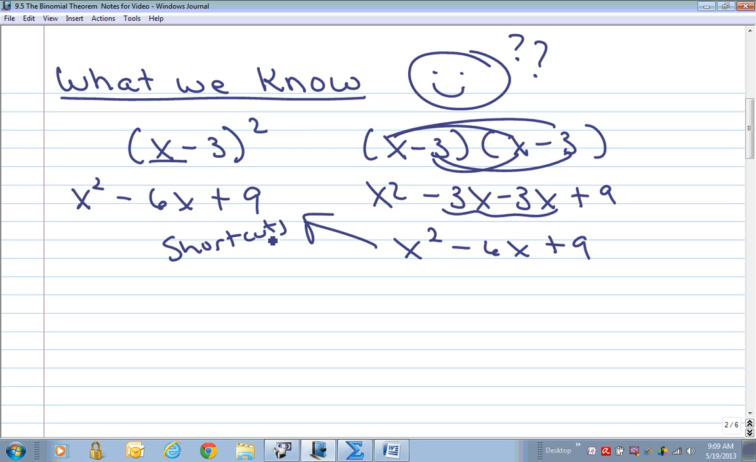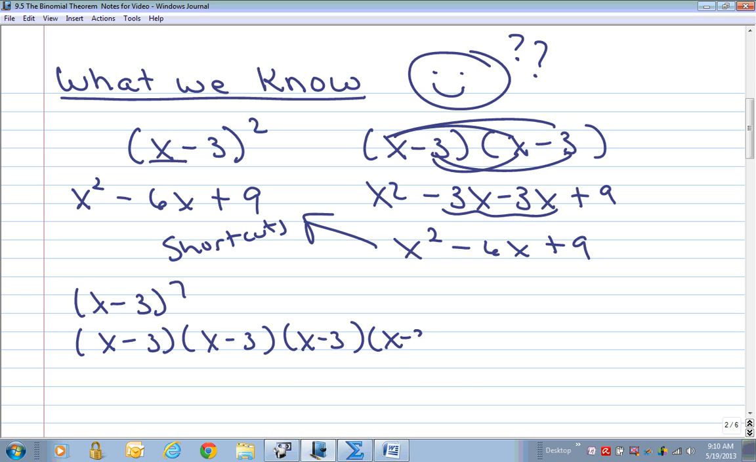And really, that's what we're going to talk about today, some shortcuts. Imagine if we were asked to do x minus 3 to the 7th, or to the 107th. Hopefully we wouldn't have to do that. It would take a long time. But here's what it would look like. I don't have a shortcut that we know of yet, but we're going to learn one today. With what we know already, we would multiply this out and FOIL it. So we'd have x minus 3 times x minus 3 times x minus 3, and so on, 1, 2, 3, 4, 5, 6, one more, x minus 3.